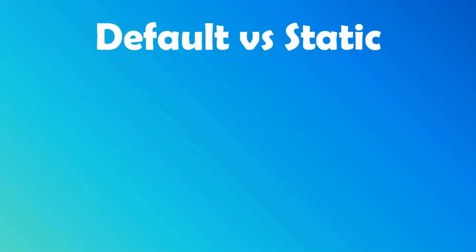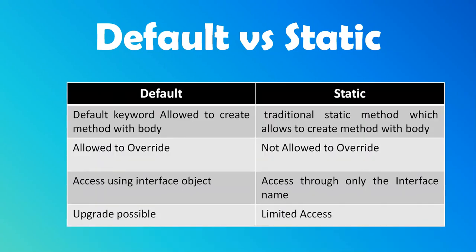And the interface in Java 8 contains two important methods. One is the default method, and the other one is the static method. So what are default and static? Those are both keywords for the method signatures. Let's talk about what a default is and what a static is. Both are keywords, and both are allowed to create a method with a body.